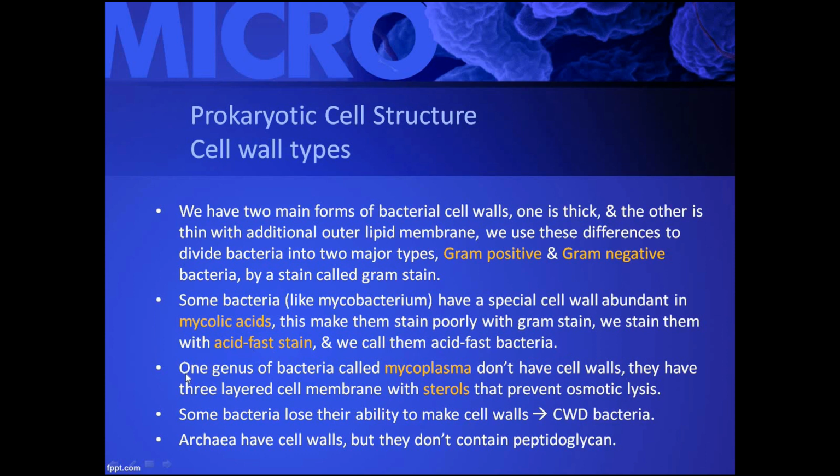Most of the bacteria have cell walls. An exception for this is one genus of bacteria called Mycoplasma. These don't have cell walls. They have a three-layered cell membrane with sterols that prevent osmotic lysis, so they don't need any cell walls. Some bacteria that have cell walls lose their ability to make cell walls. We call them cell wall deficient bacteria, and Archaea have cell walls, but they don't contain peptidoglycan.